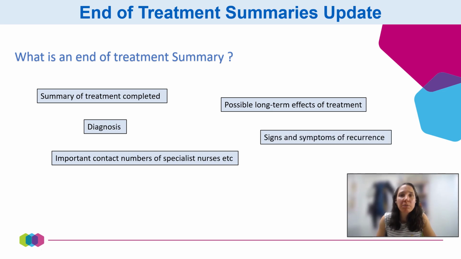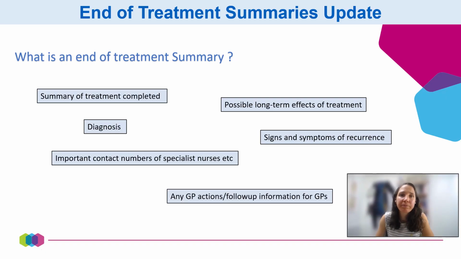It also includes some signs and symptoms of potential recurrence of disease. Again, really important for patients to be aware of what to look out for so they can present early, but also for us as clinicians to look at to see could this be a recurrence of their disease that's coming years on down the line from when they were first diagnosed.